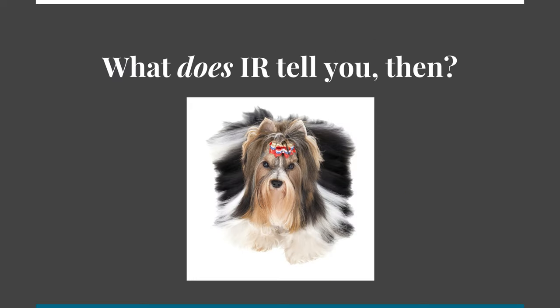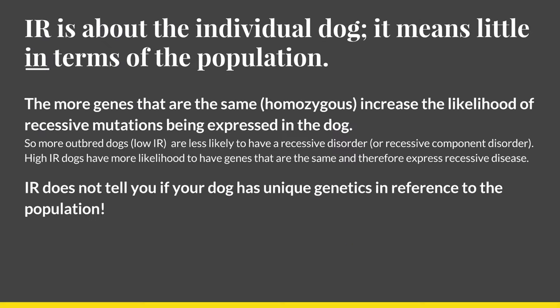So what does IR tell you then? IR is about an individual dog. It means very little in terms of the population. And I'm going to say it over and over again, because it's a very commonly misconstrued idea that a very low IR means that the dog is unique for its population.